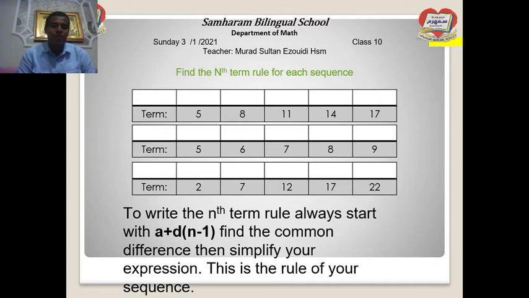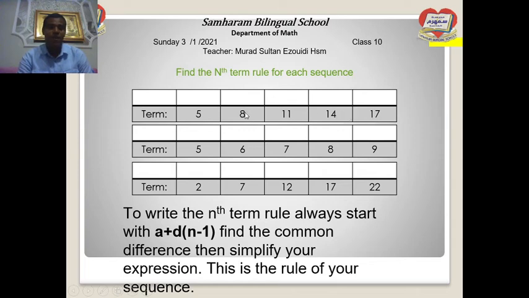Now we have a question. Find the nth term rule for each sequence. We have the first sequence. Term number 1 is 5, term number 2 is 8, then 11, 14, 17. You can note there that the common difference is 3. Why? One student can ask, why exactly 3? Okay, I will explain. The first term, which is a, is 5. The second term is 8. The third term is 11. The fourth is 14. The fifth is 17.